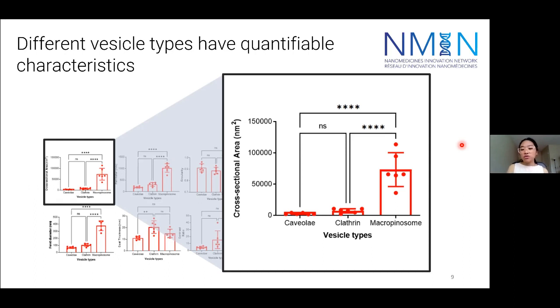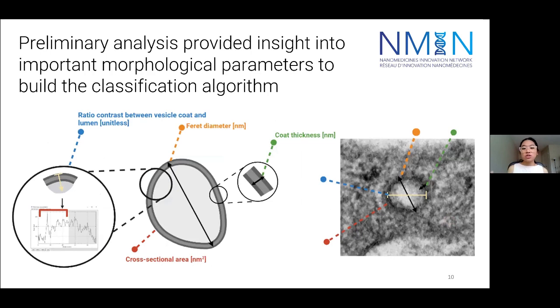So if we have an unknown vesicle with a cross-sectional area input of over 300,000 nanometers squared, the algorithm can confidently suggest that the vesicle you have at hand is a macropinosome instead of a clathrin or a caveolae. The preliminary analysis allowed us to find out which parameters or morphological features we can rely on to help distinguish between these different vesicle types. The 4 defining parameters that we used to build the classification scheme are ratio contrast between the vesicle coat and the lumen, the feret diameter, the coat thickness, as well as the cross-sectional area.